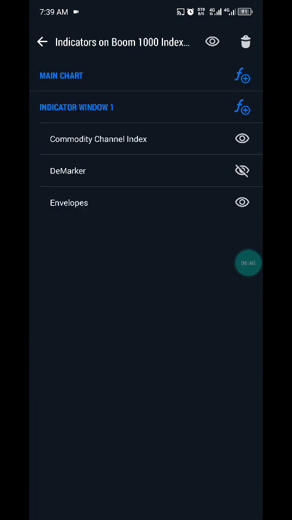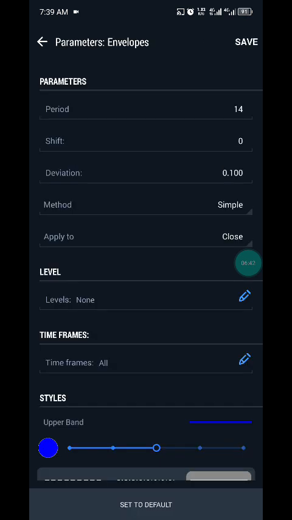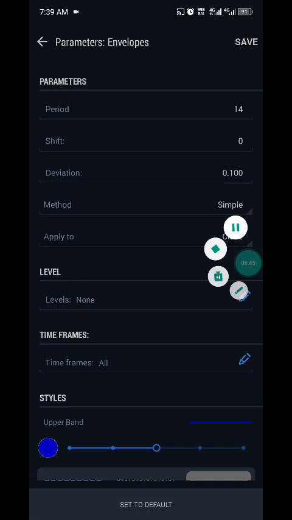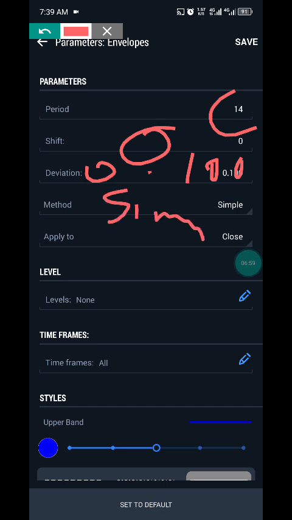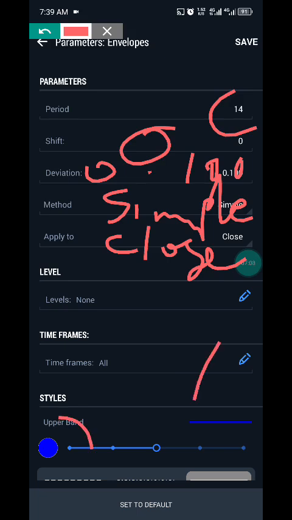Now you move to your Envelope, and we have our period of 14. We have shift to be 0, and deviation to be 0.1100. We have our method to be simple, and we have apply to be close. So that is how to set it up. And also we have our style to be in this color.